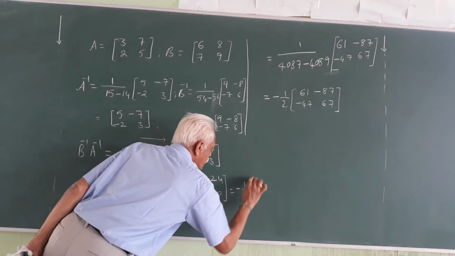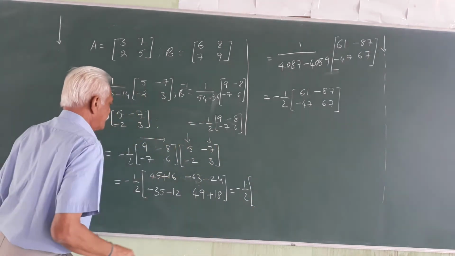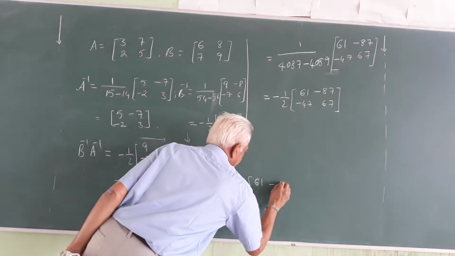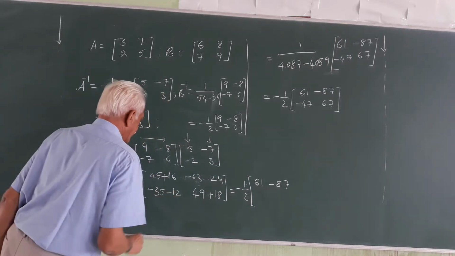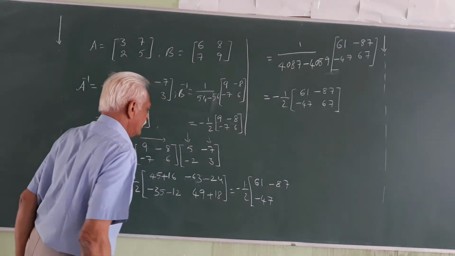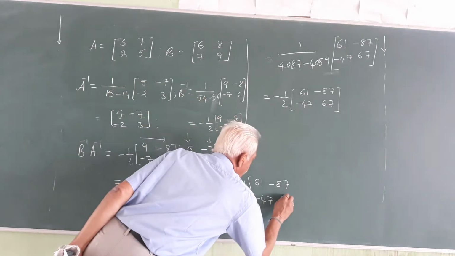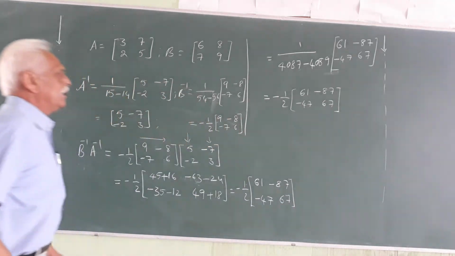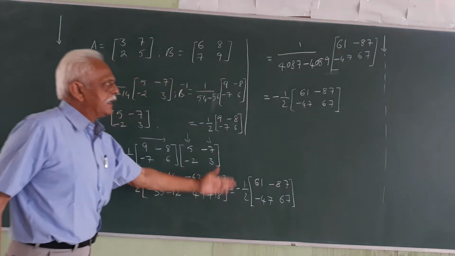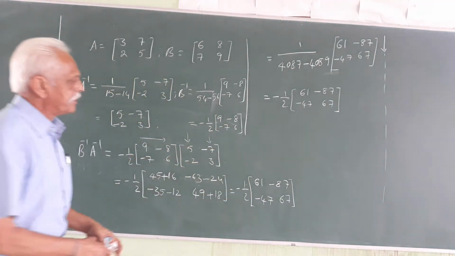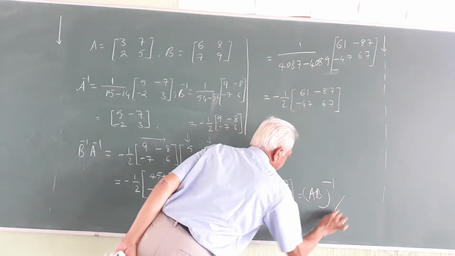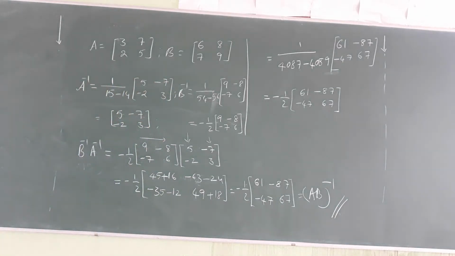Minus 1 by 2 into 61. This is minus 87. This is minus 47. And this is 67. Now let's see. This is (AB) whole inverse. This is B inverse into A inverse. Are they equal or not? So this is equal to (AB) whole inverse. Very, very, very important model for the board exam purpose.